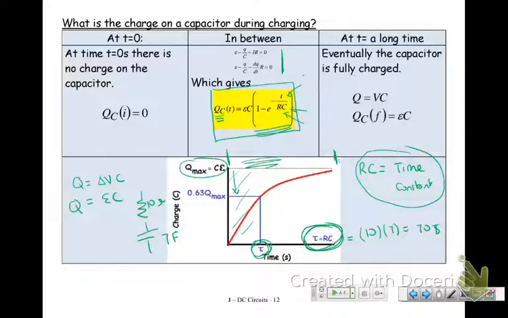So conceptually, I want you to know what happens as soon as the switch is closed. I want you to know what happens in a long, long time, and I want to know what happens in that intermediate part. Okay, that's for charging. Agreed?